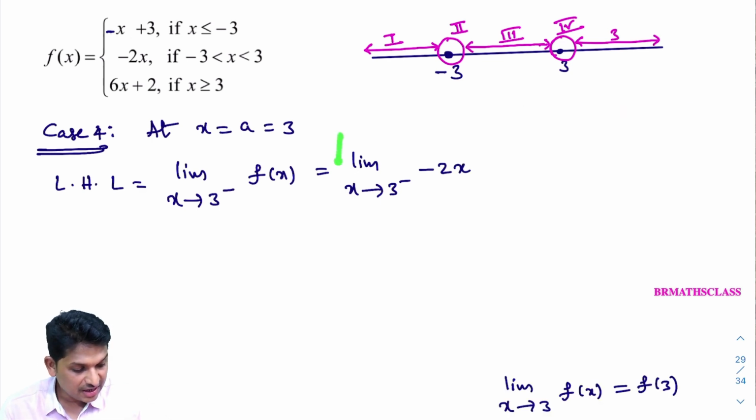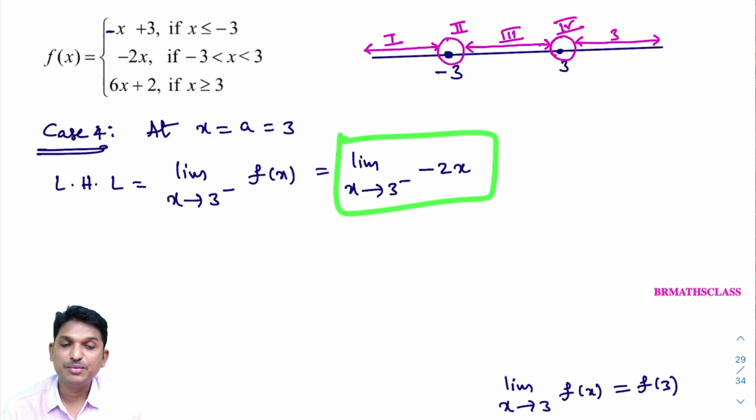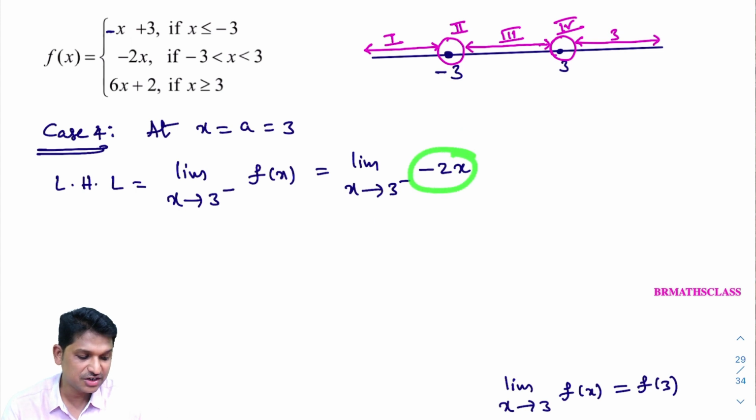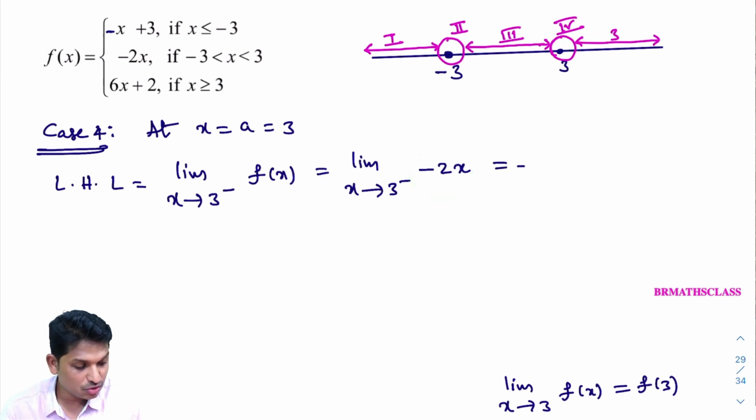Now we need to calculate this limit. How we will calculate this limit? We will calculate this limit by direct method. What is direct method? This is the given function. In the given function, wherever x is there you write 3. Okay. So that equal to minus 2 into x value is 3. That equal to minus 6.